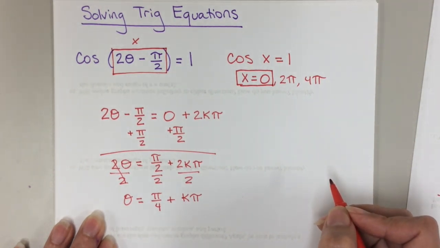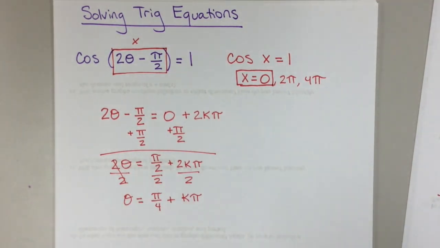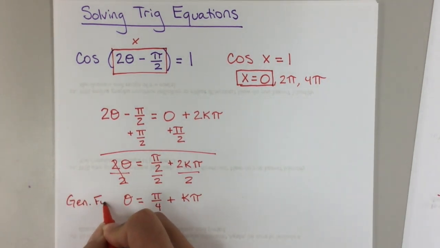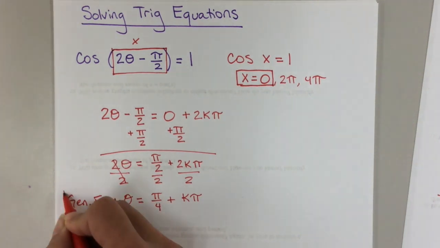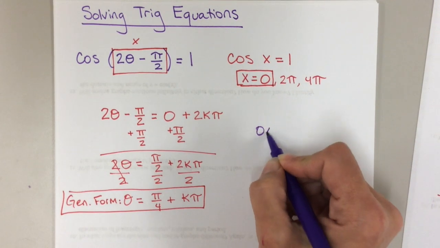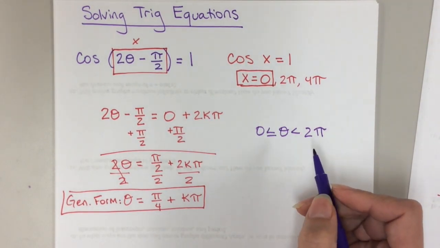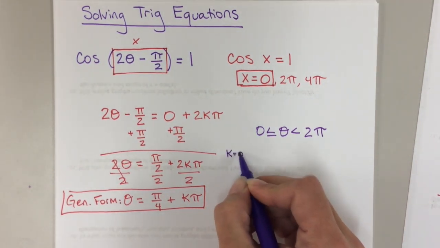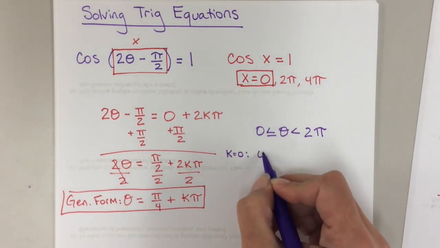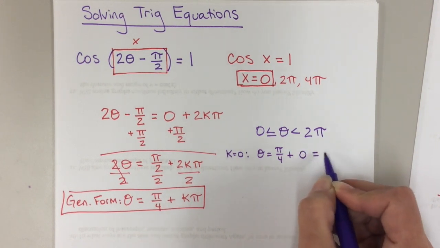Now, we want to plug in values for k. So this is the general form, so let's make a note of that. General form. Okay, so if we want to find all solutions between 0 and 2 pi, we're going to start off plugging 0 in for k. So if we plug 0 in for k, we end up with theta equals pi over 4 plus 0, or pi over 4.